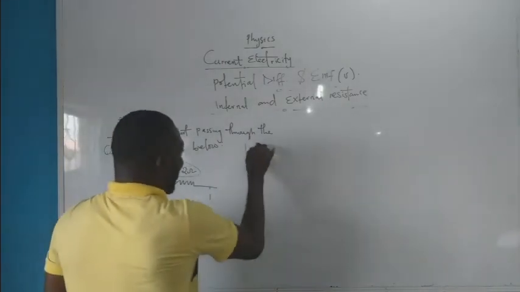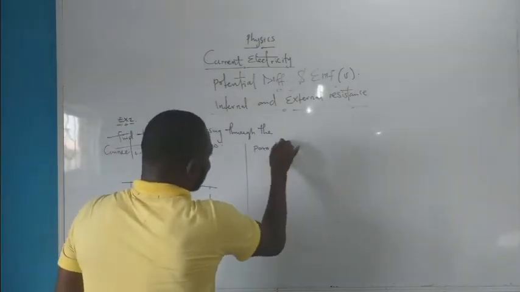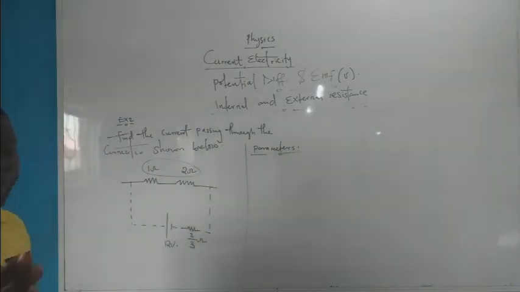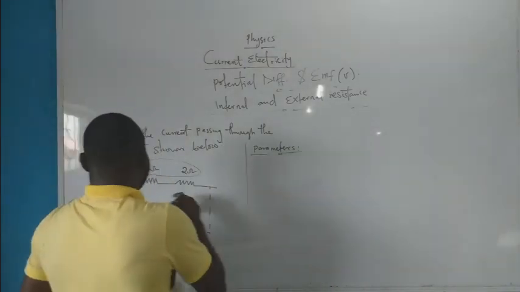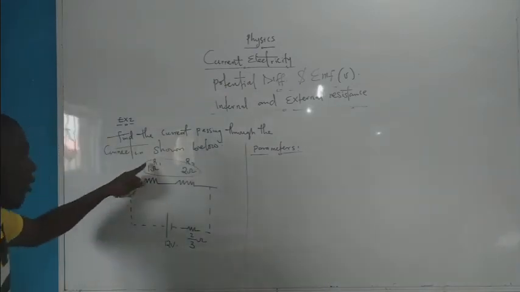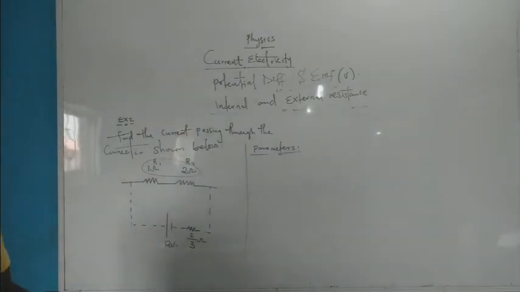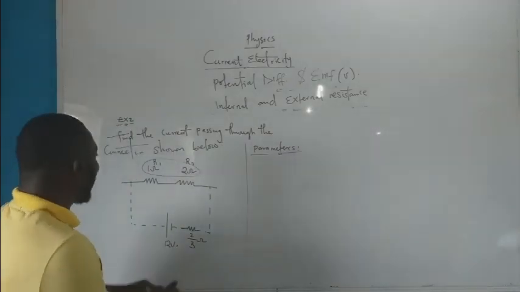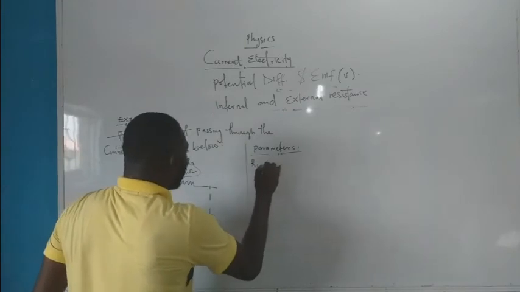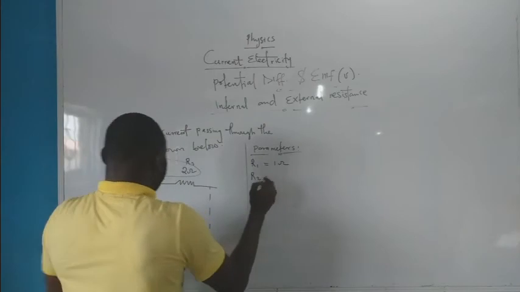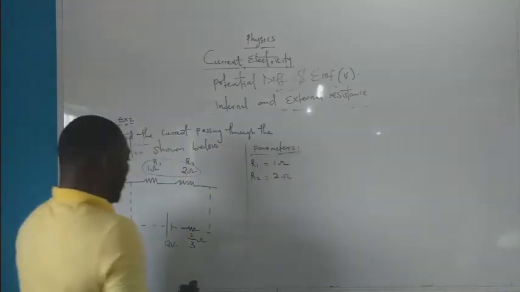Okay, let's bring out the parameters first. Very, very important. Bringing out the parameters will fetch you marks. This is R1, while this is R2. R1 is the first external resistance, while R2 is the second external resistance. So R1 is 1 ohm. R2 is 2 ohms. Are we together?